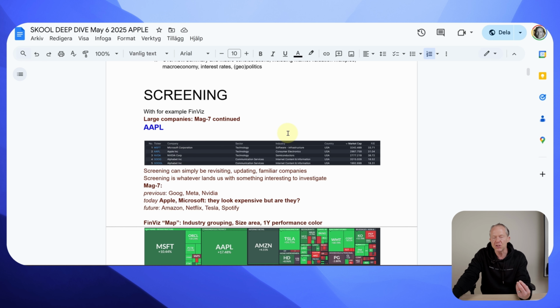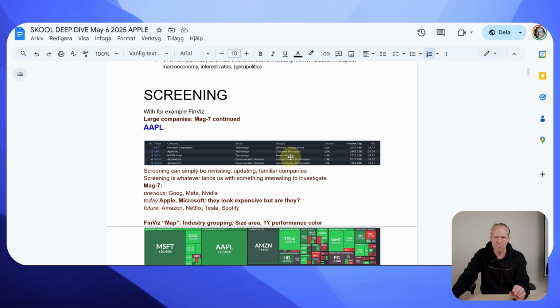So I used FinViz here to rank the top market cap companies, and you see Microsoft coming out on top with 3.24 trillion in market cap this morning, and Apple at just under 3 trillion. And then we have Nvidia and Alphabet, which we looked at in a previous video.